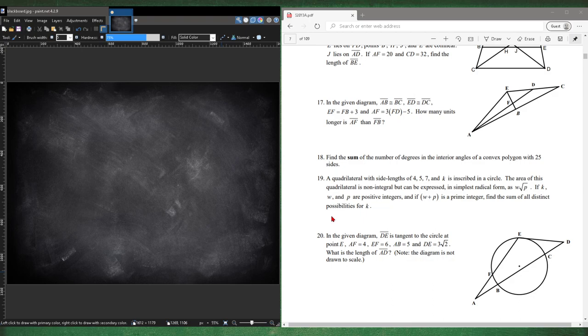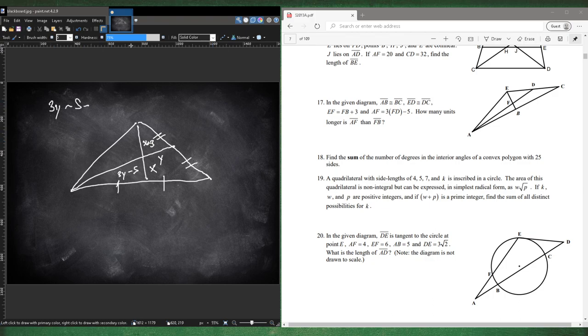Number 17. Okay, we have a diagram. So we have AB is equal to BC and ED is equal to DC. So this is equal to this and this is equal to this. And they say FB, it's this one, call it X, and EF is X plus 3, okay? And AF is FD, so FD you'll call Y, and this will be 3y minus 5. So how much longer is AF than FB? So our objective is to find our x and our y, and 3y minus 5 minus the x. So the difference between the AF and FB.